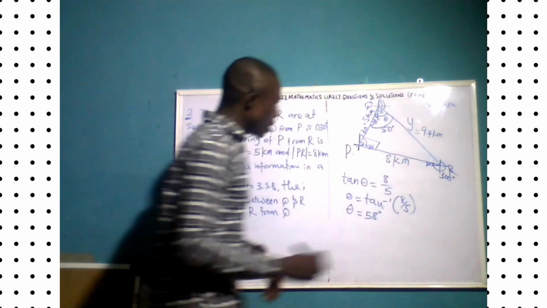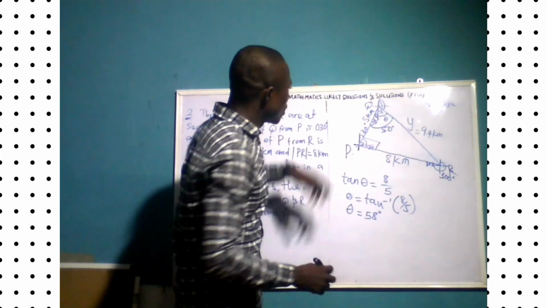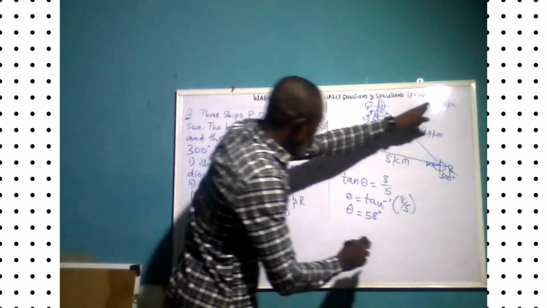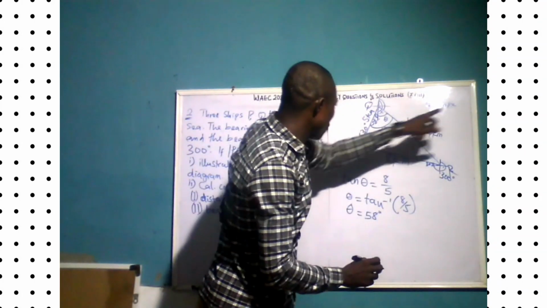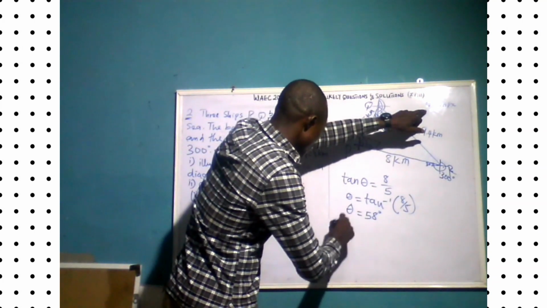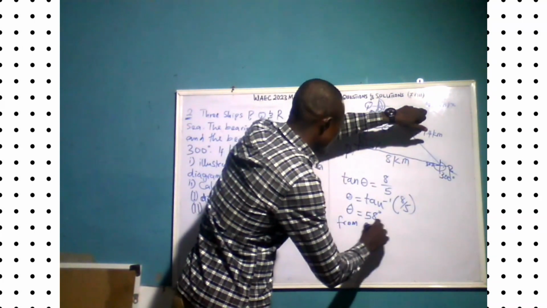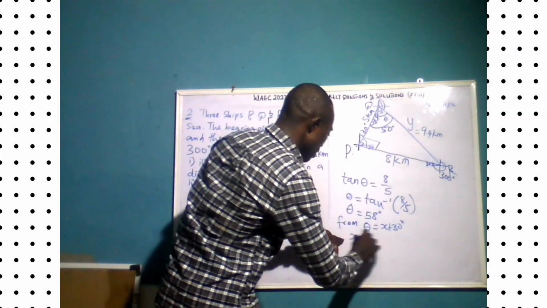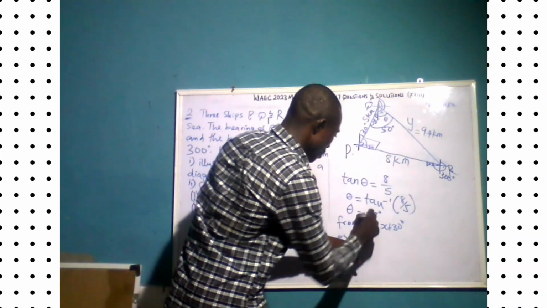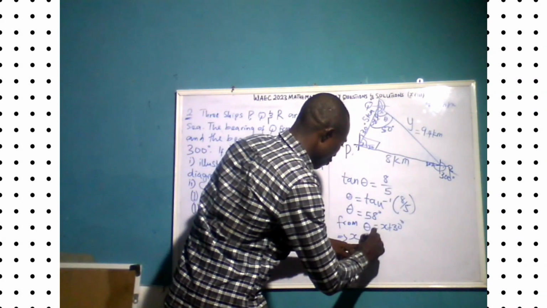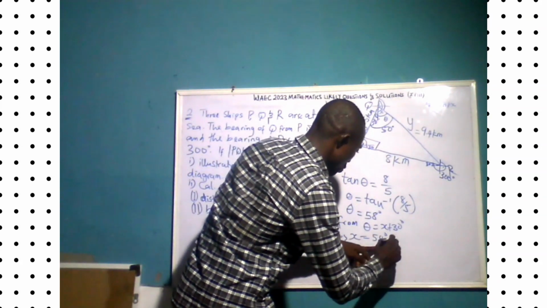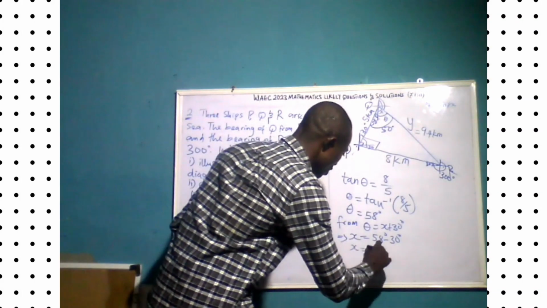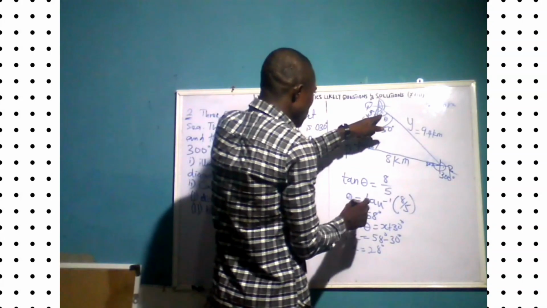Don't forget, the combination of 30 and x gives us theta. So from theta equals x plus 30 degrees, making x the subject of the formula, x equals theta minus 30. We have theta to be 58 degrees, so x equals 58 minus 30, which is 28 degrees. So this angle is 28 degrees.